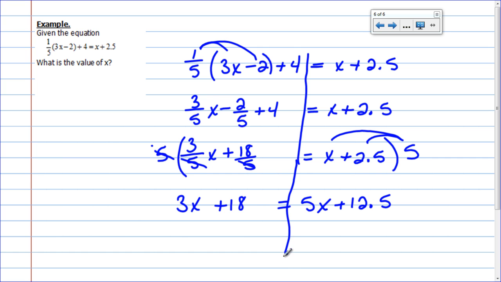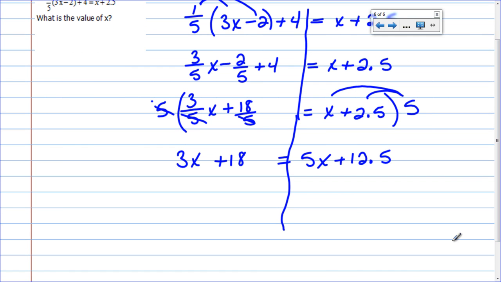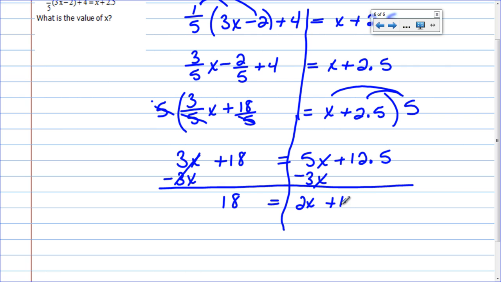Get my line back down here. And so I'm going to keep solving using opposite operations. Let's go ahead and combine our variables, the stuff with variables. And I always like to move the small one to the big one so we go baby to mama. So I'm going to get rid of this 3x by subtracting. So I have 18 equals 2x plus 12.5.